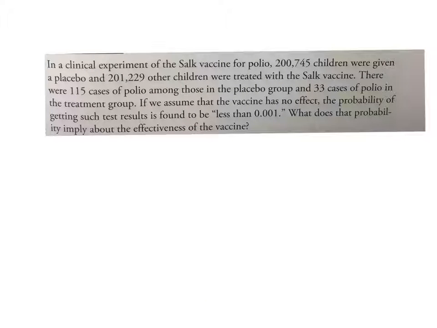Okay, a couple slides here. In a clinical experiment of the Salk vaccine for polio, this many children were given a placebo, and about almost the same number were treated with the vaccine. There were 115 cases among those in the placebo group and only 33 in the treatment group. If we assume the vaccine has no effect, the probability of getting such results is found to be less than 0.001. That's these results happening by chance. What does this imply about the effectiveness of the vaccine?